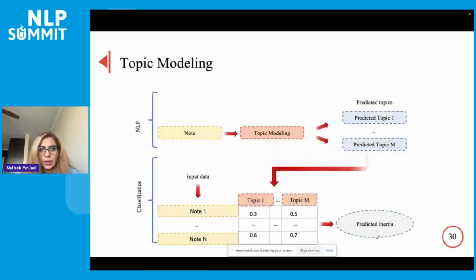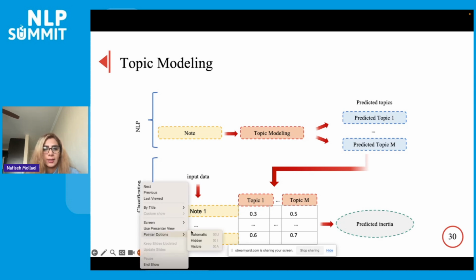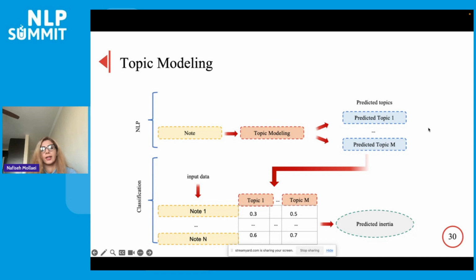By using this information, we designed a flow chart for the physicians. First we have a note, and then by using the note we apply topic modeling, and by using topic modeling we find different topics in our notes. For example, we have topic 1 to topic M, and after that by using classification we have note 1 to note N, and these notes can be useful for topic 1 to topic N. So we have different progress notes for each person that visits the doctor.